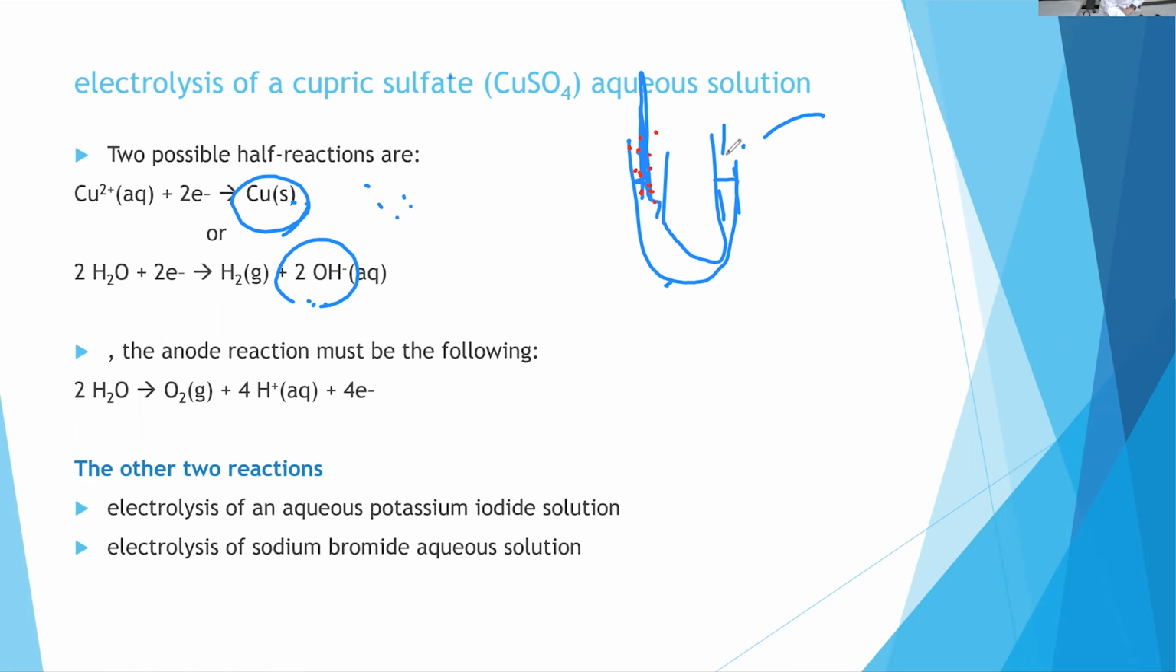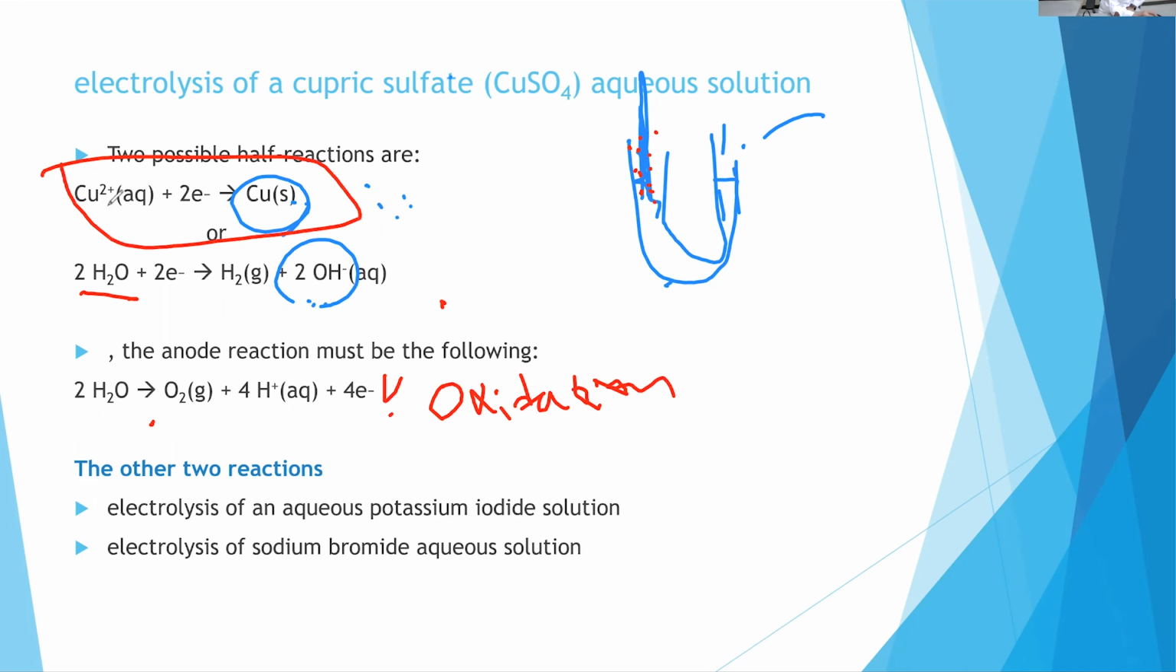The pink color does not appear, and that means that water has not been reduced. So if water is not reduced, water is going to be oxidized. So you can take this for the oxidation half, okay? And this is going to be the reduction half reaction. So copper reduced and water oxidized.